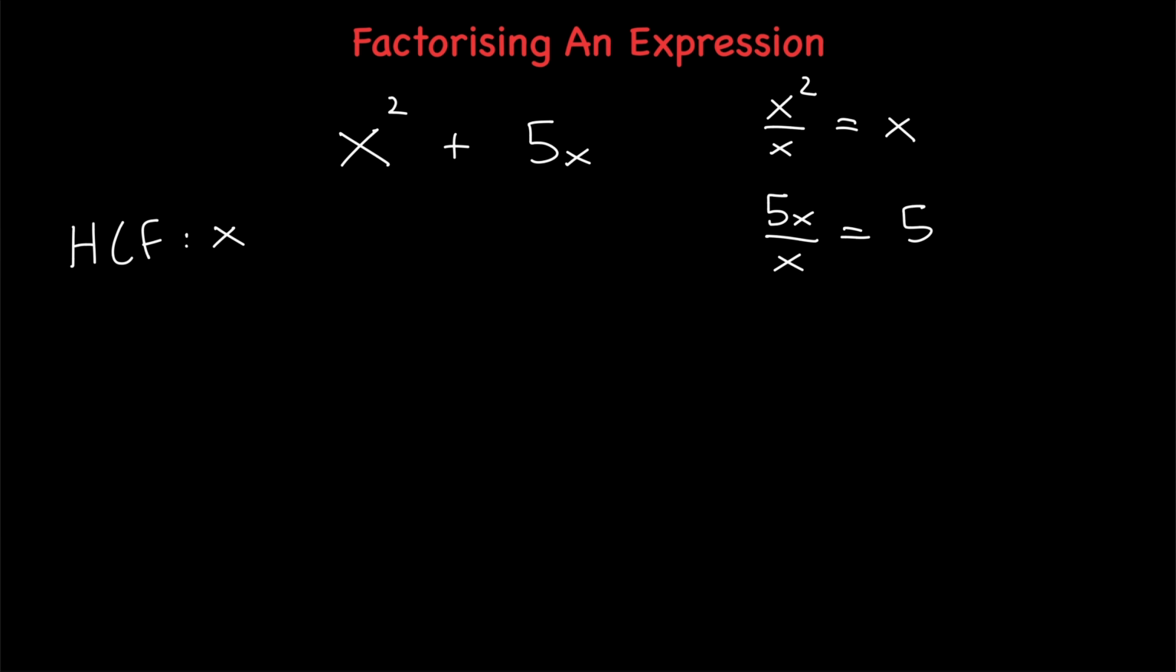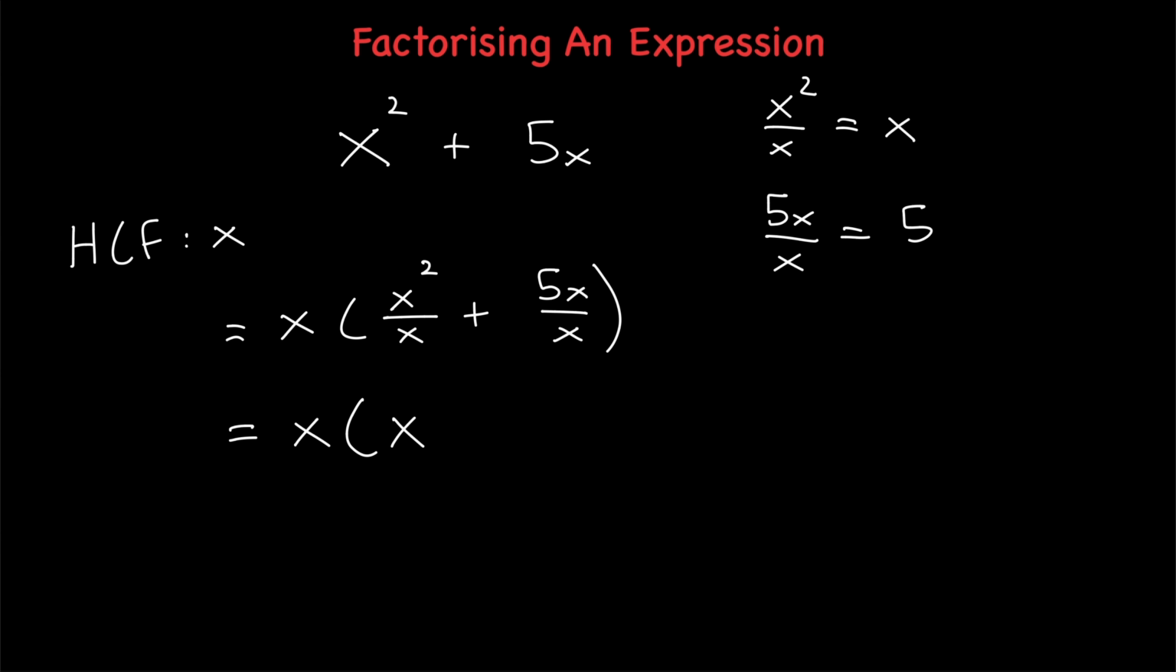So rewriting it just exactly like we did before, we put the x outside the brackets, and then we have each of the terms from the original expression divided by the common factor. And so then, simplifying, we have x outside of the brackets, and then inside, x squared divided by x is just x by itself, plus 5x divided by x, which is just 5. And so this is how you would factorize an expression like this one here.